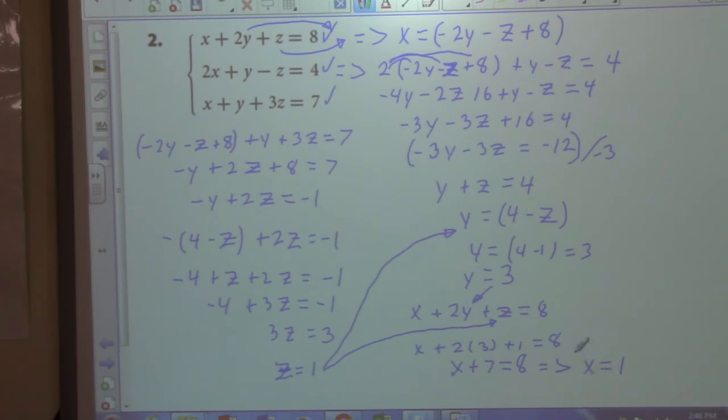So what do we know our answers are? x equals 1, y equals 3, and the first thing that we solved for was z equals 1, right? And then our answer is going to be in the form of what we call a coordinate triple, not a coordinate pair, but the coordinate triple 1, comma 3, comma 1. So that's a coordinate triple answer.